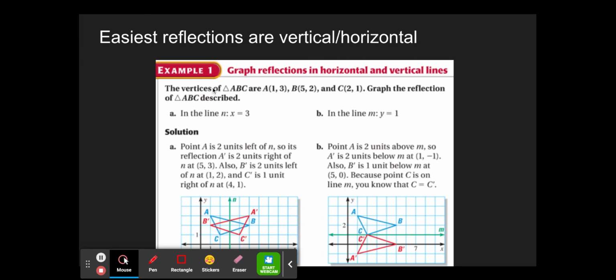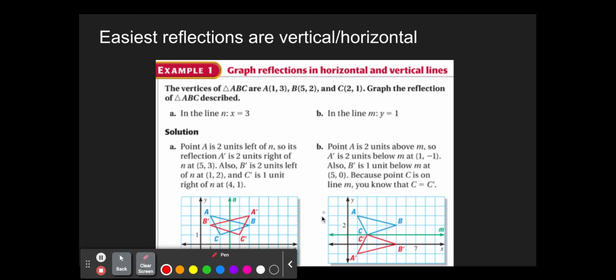So here we have some examples. All right. The easiest ones are vertical and horizontal. So if I ever make you go over something that isn't one of the axes, I promise it'll be just over a line like this one, y equals 1, or this one, x equals 3, where all you really need to do is count your way over it. So if this is A and it's 1, 2 away from the line, then I'll go another 1, 2, and there's my A prime, right? If I look here, I'm 1 unit away, so I'll go 1 unit away.